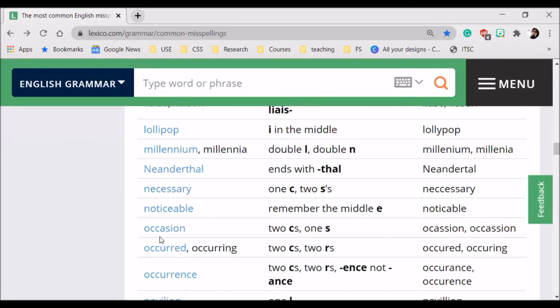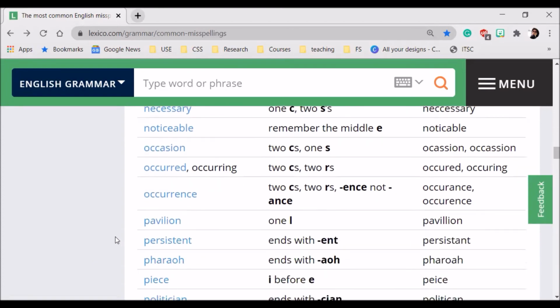Then we have occasion. There's two C's and one S. Occurred has two C's and two R's. Similarly, occurrence has two C's, two R's, and it ends with ENCE. Okay, pavilion, it has one L. It is a kind of an illusion here because we think it's I surrounding both sides L, so we seem to see two L's, but the correct spelling is one L, which is surrounded by I on both sides.